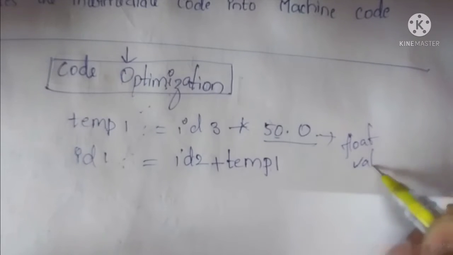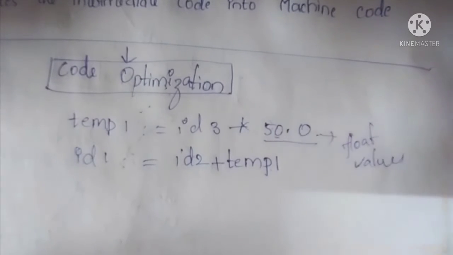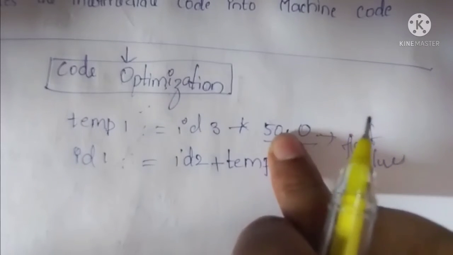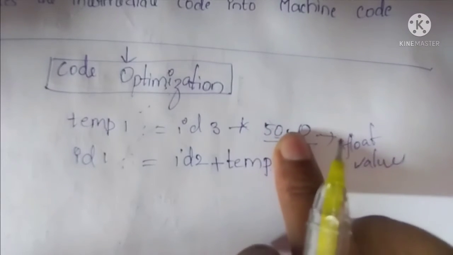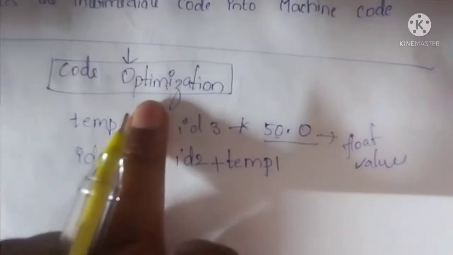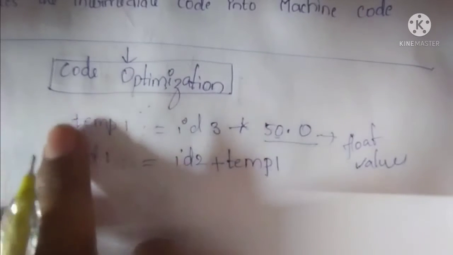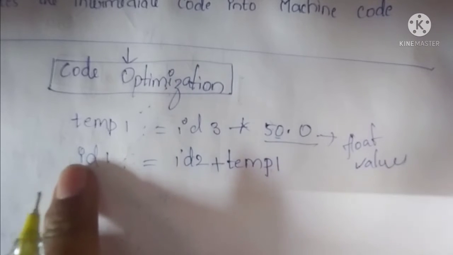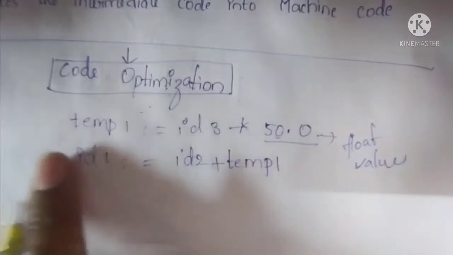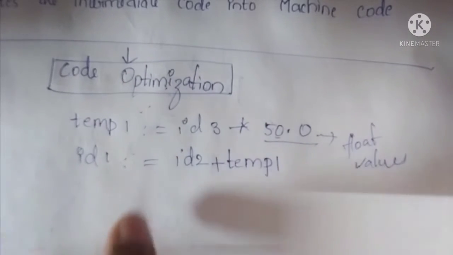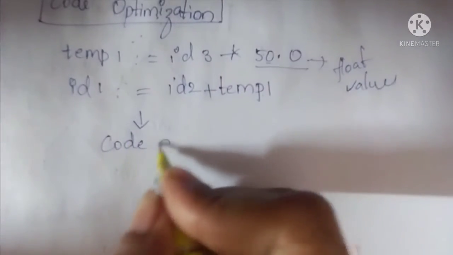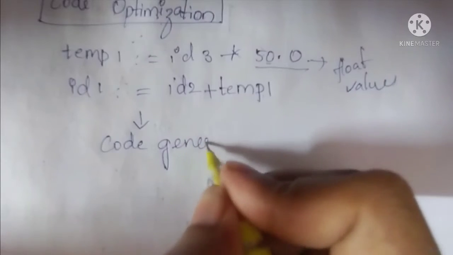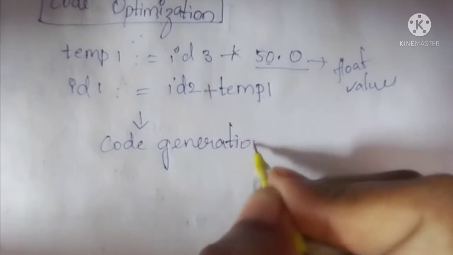Point in the sense float. These float values can also be used in code optimization. See here, in two steps we have written the source program. We have optimized the code to two steps. The last and final phase after code optimization is code generation, the sixth phase in compilation.